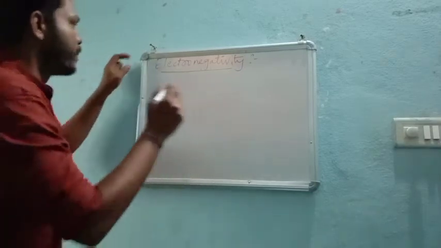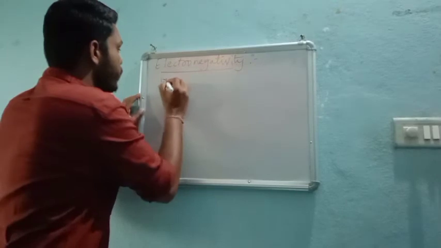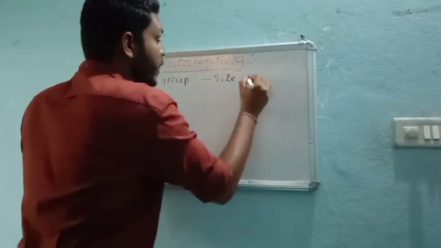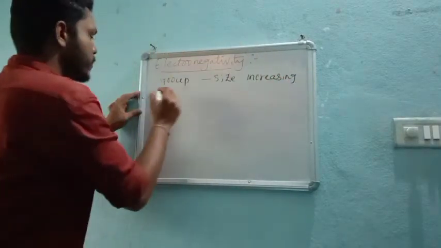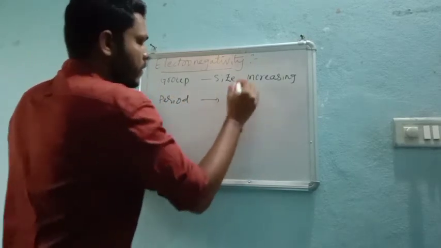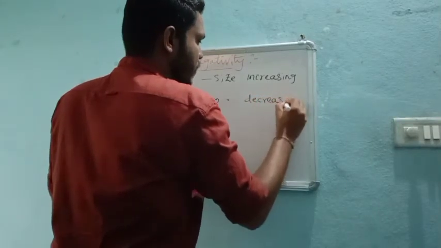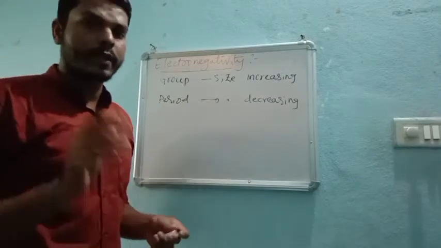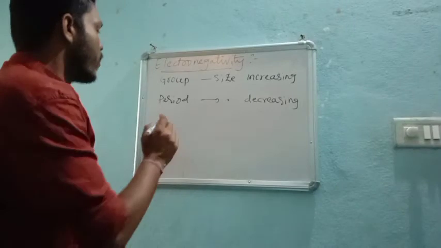So see, I will explain directly now. In a group, atomic size is increasing. First point. In a period, again, atomic size is decreasing. Right? These two points are enough to understand electronegativity. That's why I said atomic radius is very basic.